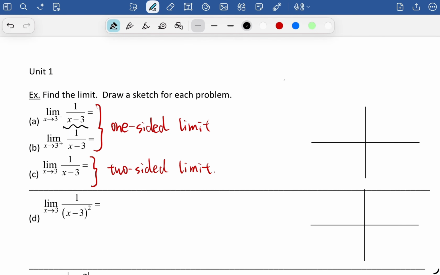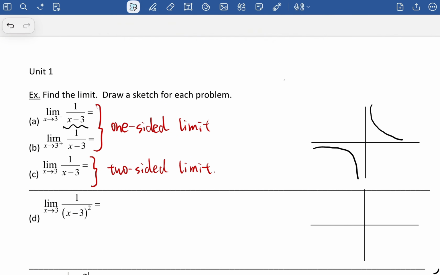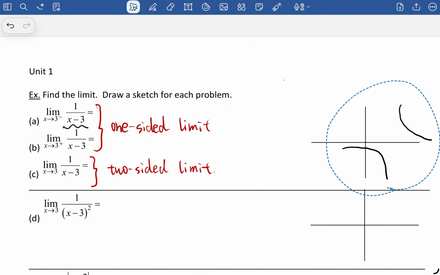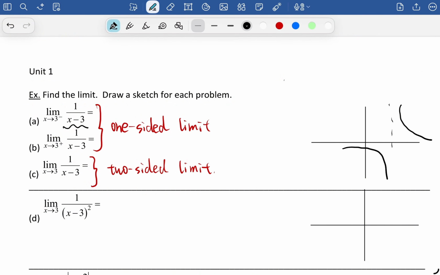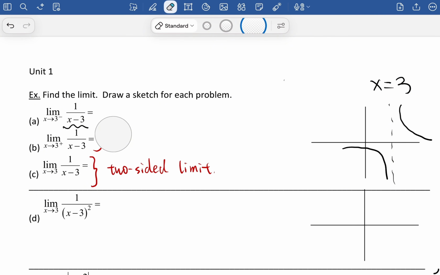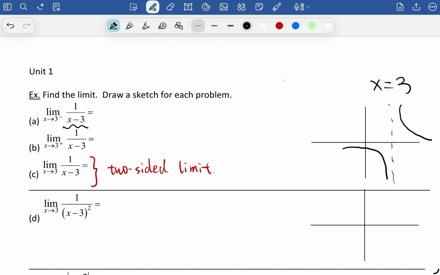Let's just graph 1 over x minus 3. We know 1 over x looks like this, right? And x minus 3 should shift to the right by 3 steps. So there's a little shift. There's the vertical asymptote at x equals 3. And first of all, let's look at the first one. It's saying the limit as x approaches 3 minus, so from the left side to x equals 3.